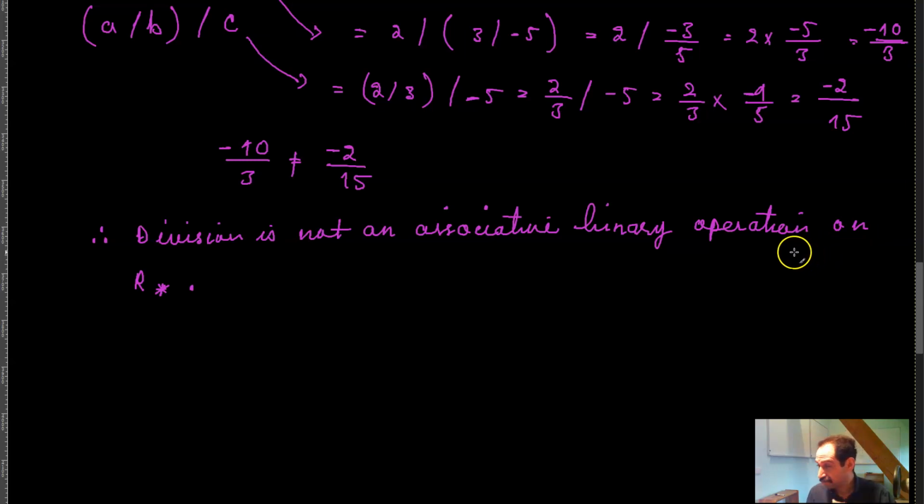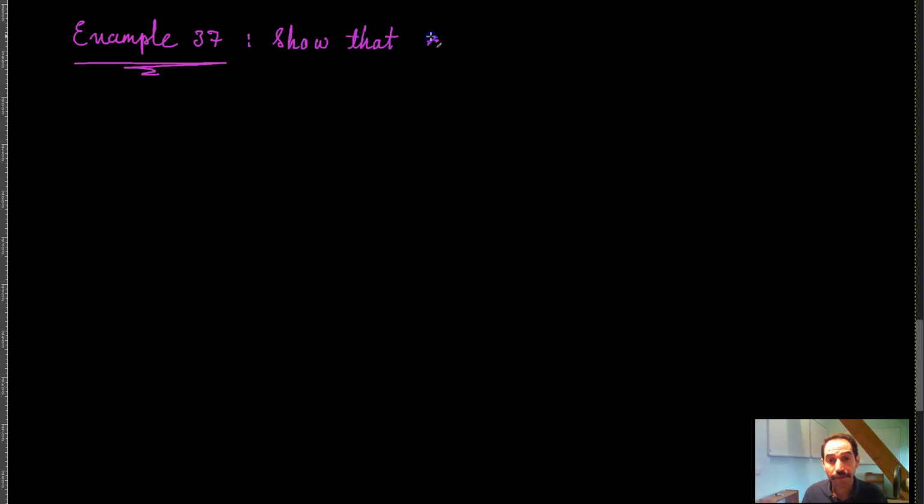Now, example number 37. Okay, so example number 37 is: show that star is a binary operation on R, given by A star B mapped to A plus 2B.